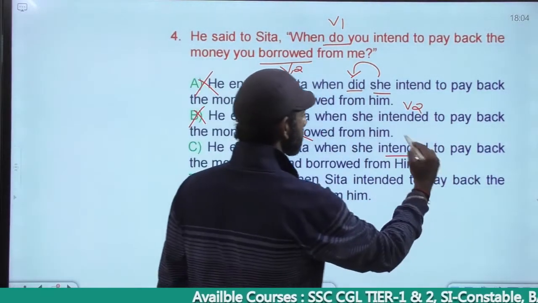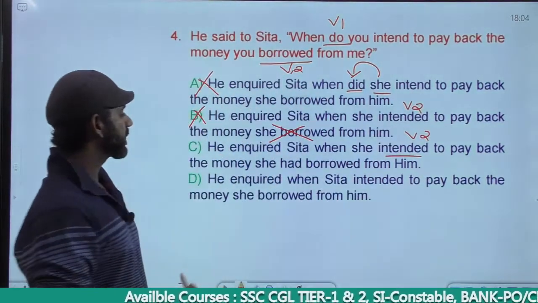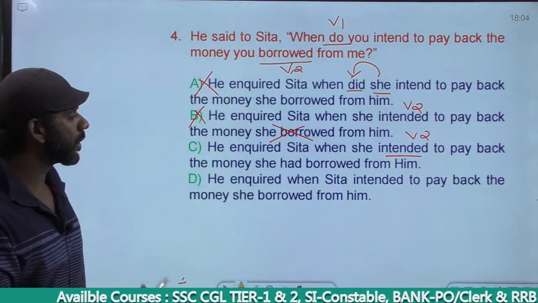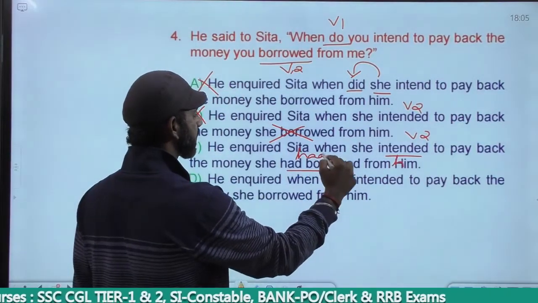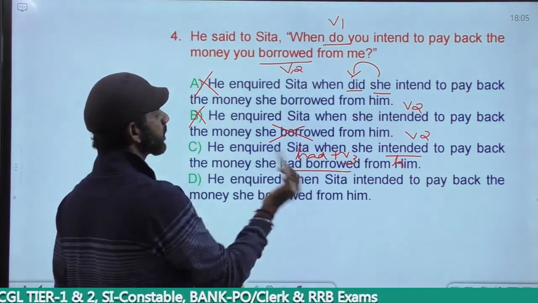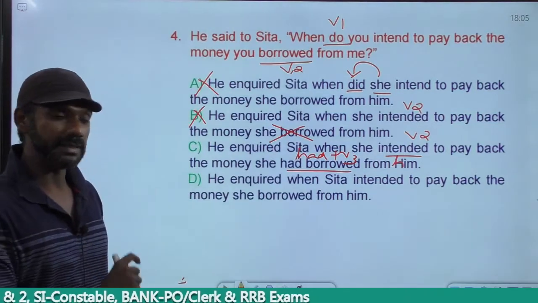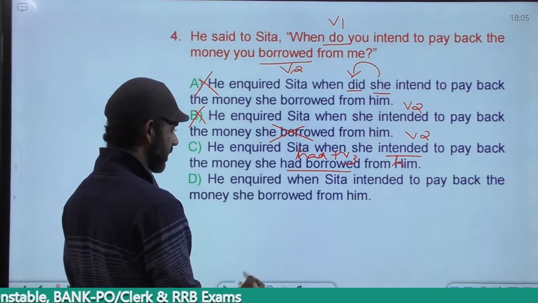Simple present became simple past. To pay back the money she had borrowed from him. Had borrowed is had plus V3, past perfect. Simple past became past perfect. I think this should be the answer. It could be a printing mistake or a typo.